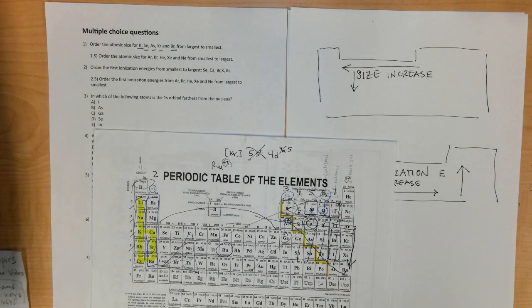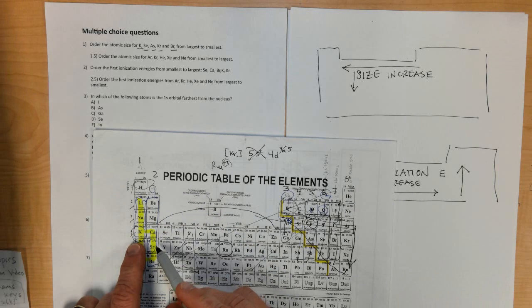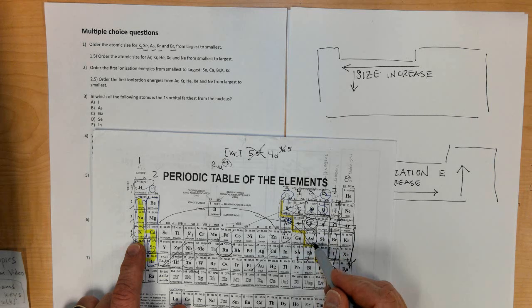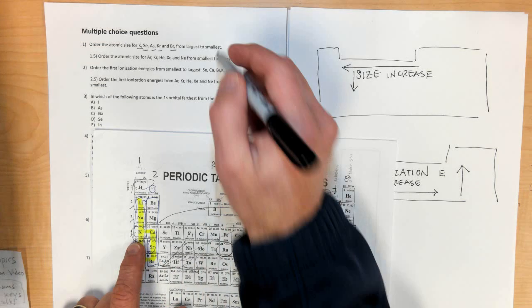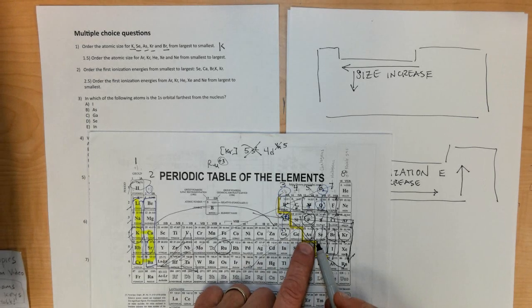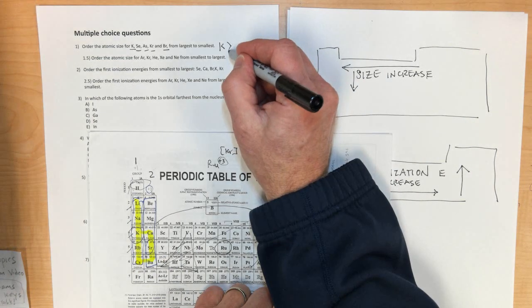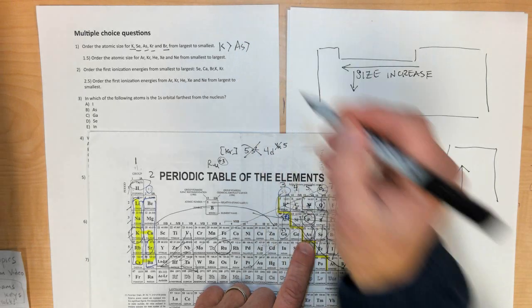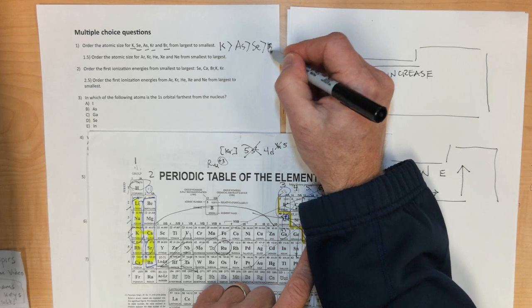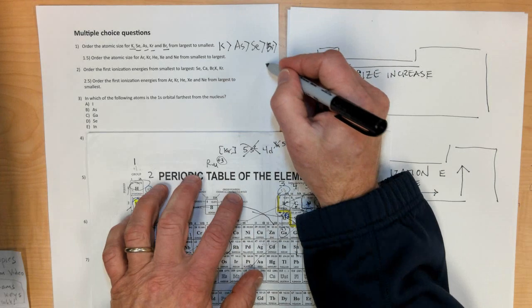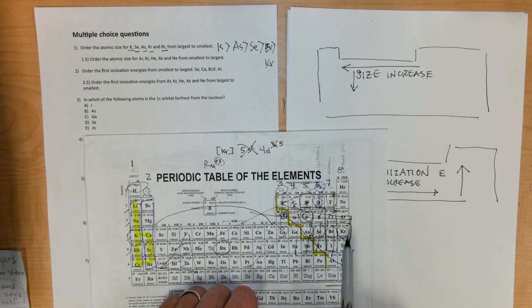And so if you look at the positioning of these on the periodic table, here's potassium, here's arsenic, here's selenium, here's bromine, and here's krypton. And so you can see size would increase as you go this way, and if you want to go from largest to smallest, it would go from potassium, then the next largest would be arsenic, then selenium, the next largest would be bromine, and then the smallest would be krypton, as they just go across on the periodic table here.